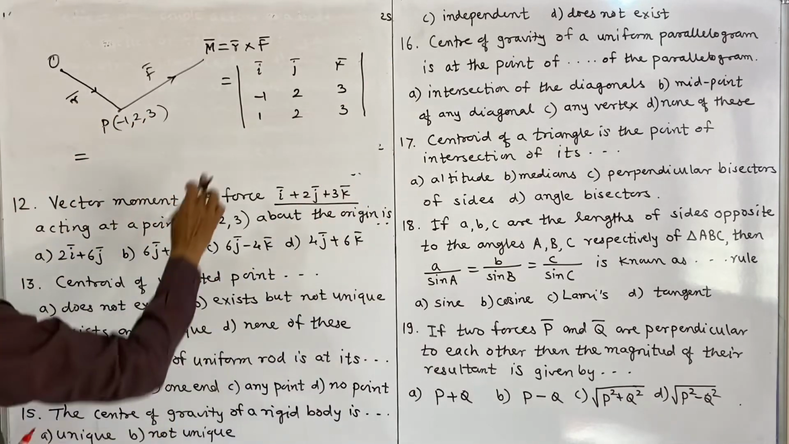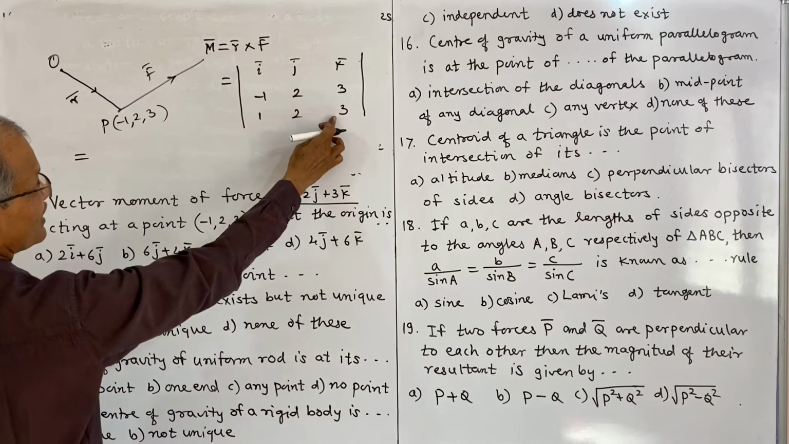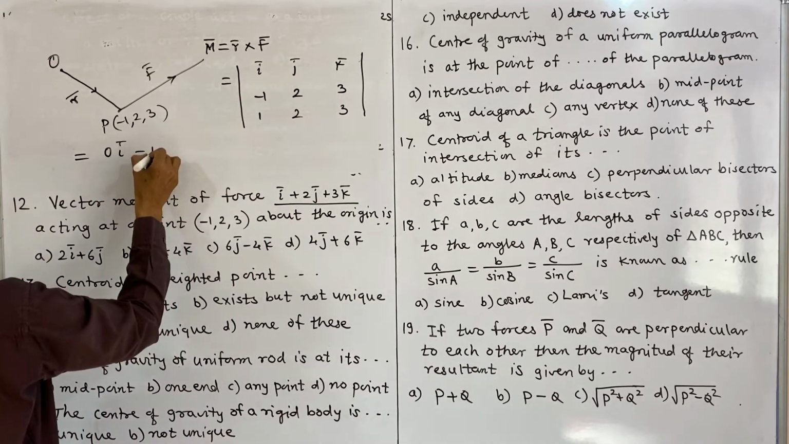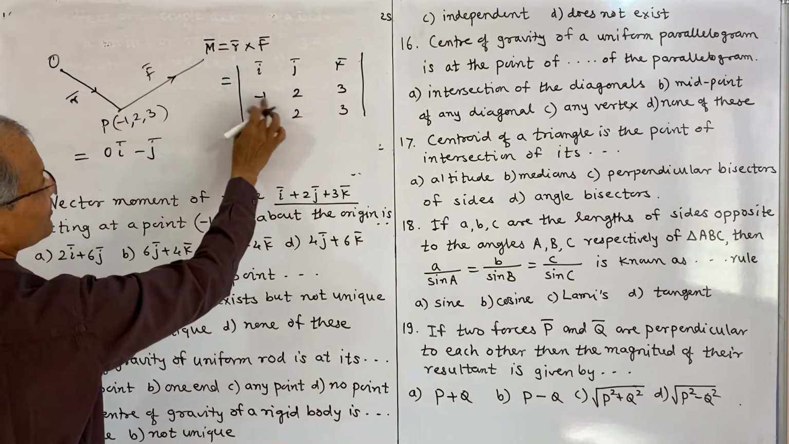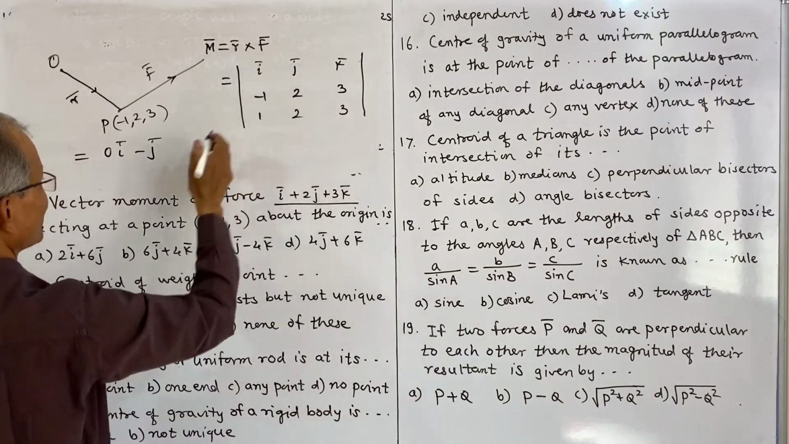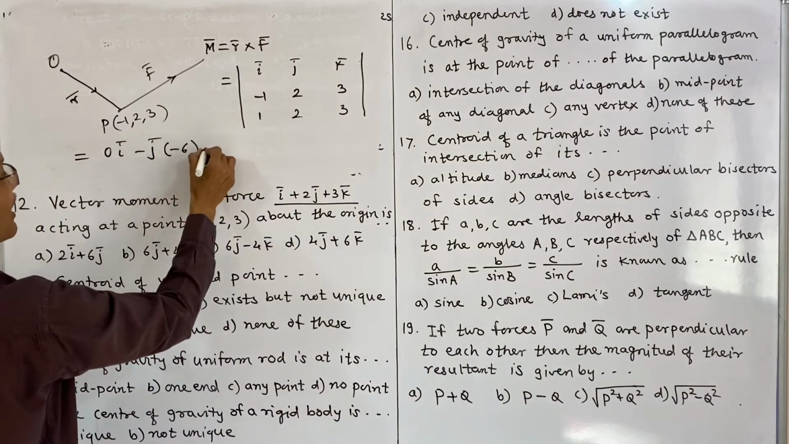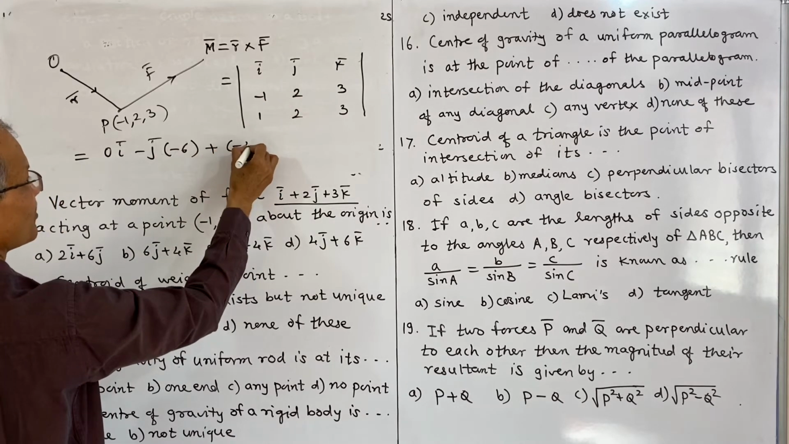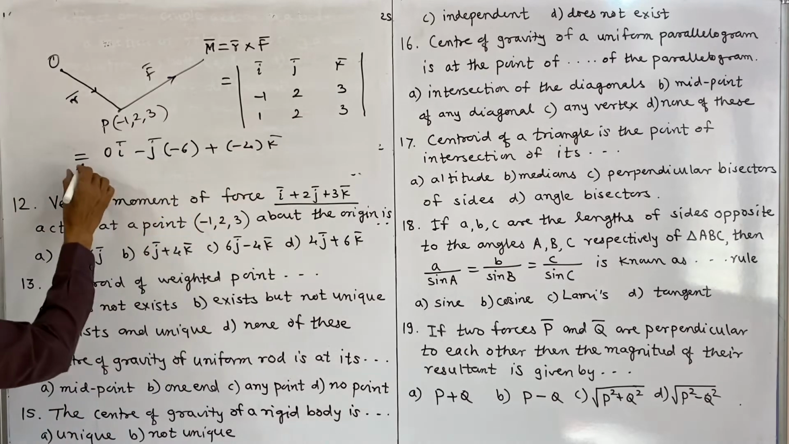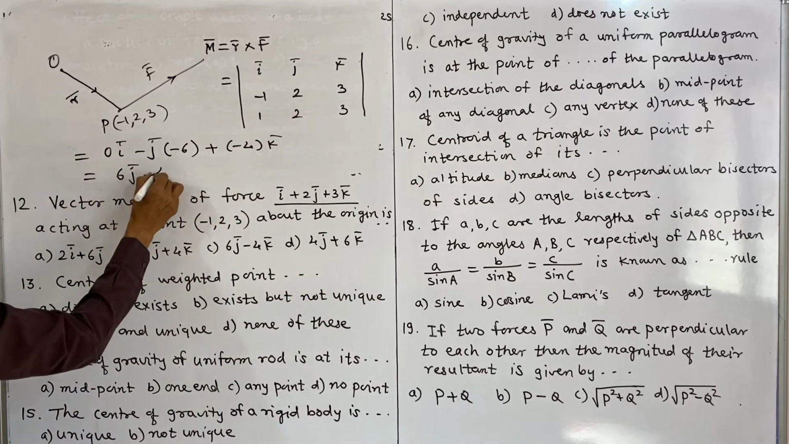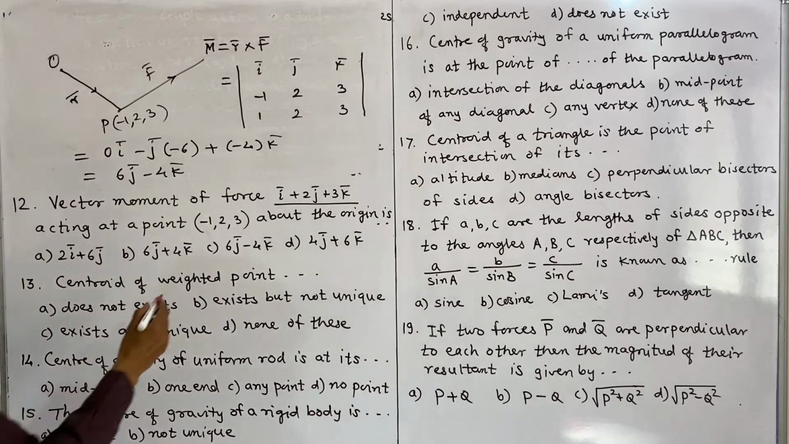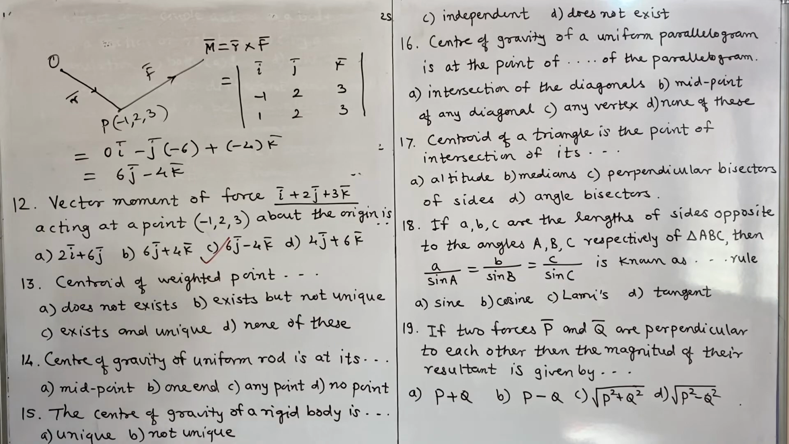See, the cross product of this vector is at the expansion of the determinant, and that is i into 6 minus 6, that is 0i, and then minus j, and the cross product minus 3 minus 3, that is minus 6, and plus k into minus 2 minus 2, that is minus 4k, which is equal to 6j minus 4k. Thus 6j minus 4k is the vector moment, and C is the correct alternative.